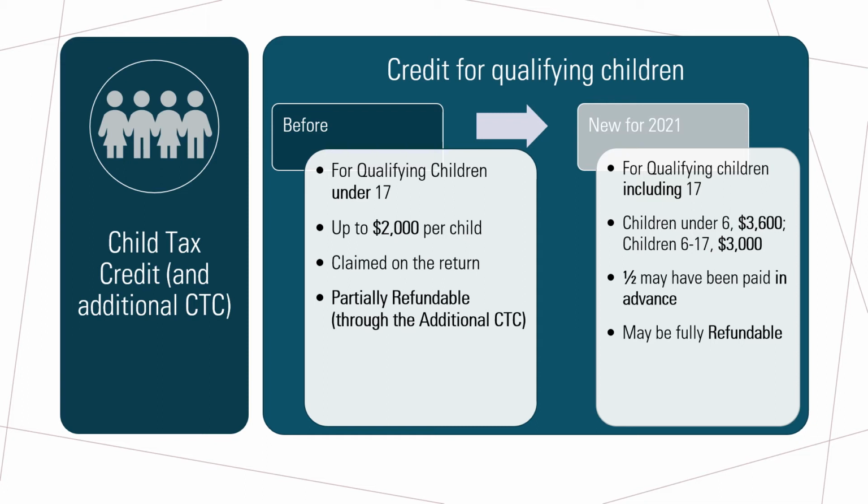And you probably have heard in the news, maybe, maybe not, depending on whether you have children, half of it may have been paid in advance. For the most part, it was paid in advance unless people went onto the IRS website and opted out of that. It's also possible that if they had a new child in 2021, they may not have gotten all of their advance credit. And then this year, instead of being only partially refundable, it may be fully refundable.